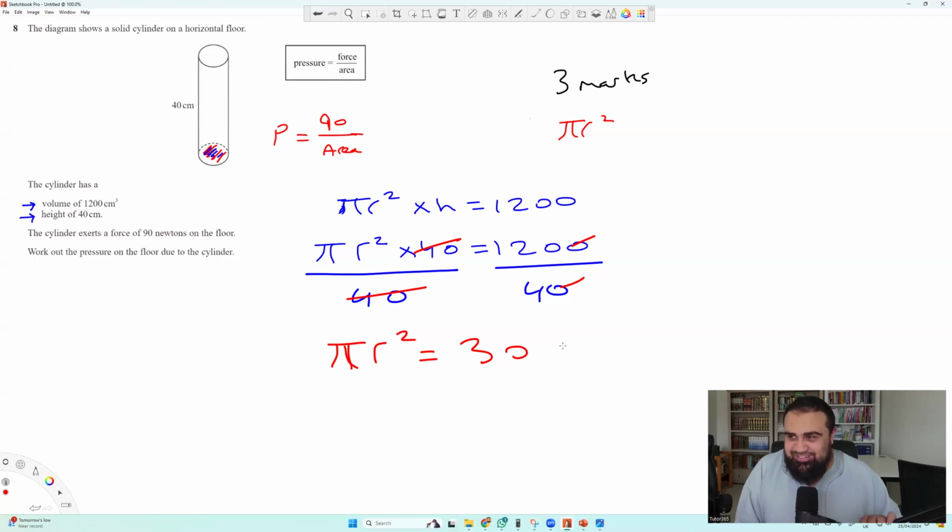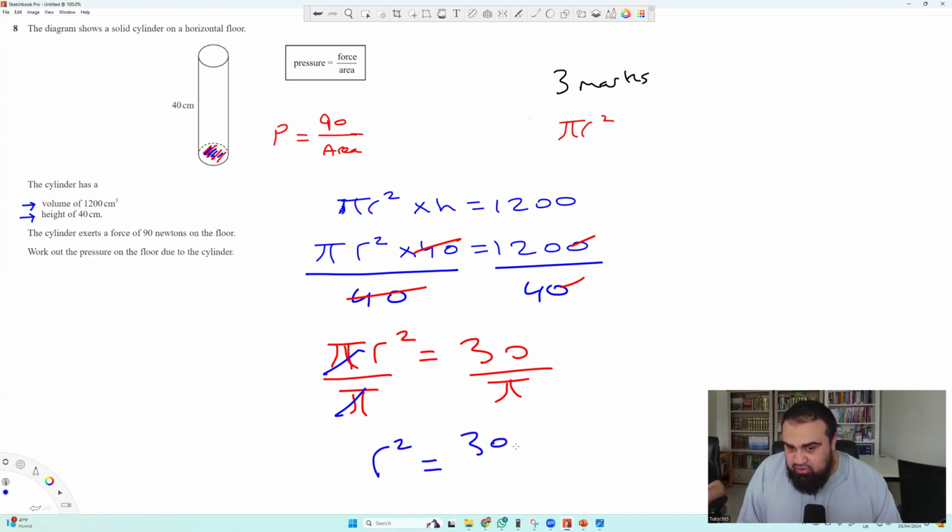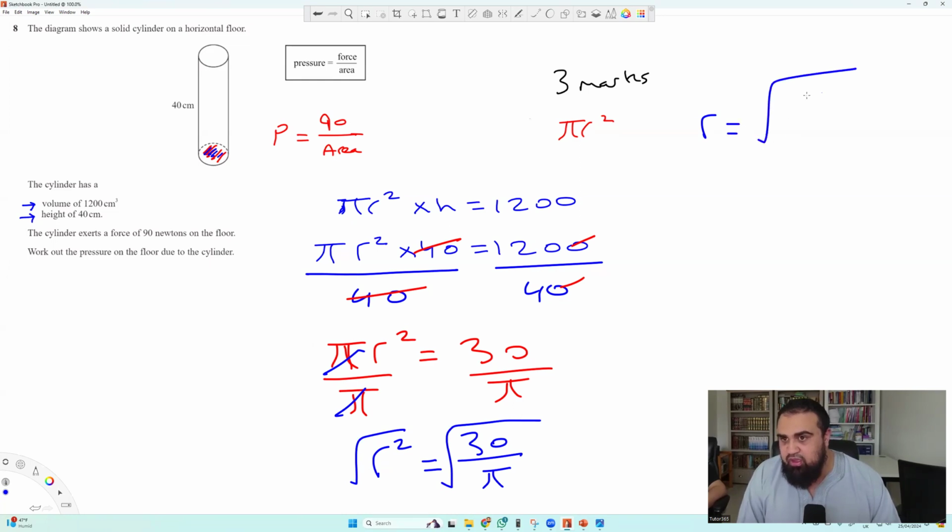Now here's the 200 IQ move. I'm joking. I flopped last time. You divide both sides by pi. Pi's cancel out, and r squared is equal to 30 over pi. Chill, just chill. And then for r, you square root both sides after. So your final answer is that the radius is equal to the square root of 30 over pi. Does everyone agree?